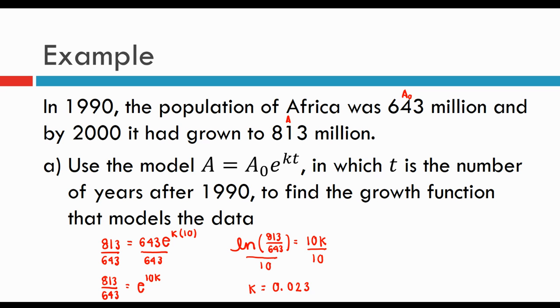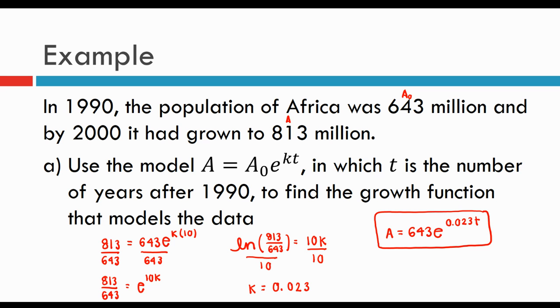Now we found our k value. We can substitute it in to find the actual model. So the model is going to be A equals, and we will keep our original number here for A sub 0, 643, technically million, and then we'll have e to the 0.023t power. That means I can tell you any amount of time after 1990, we can plug it into that model and we would know the population of Africa.